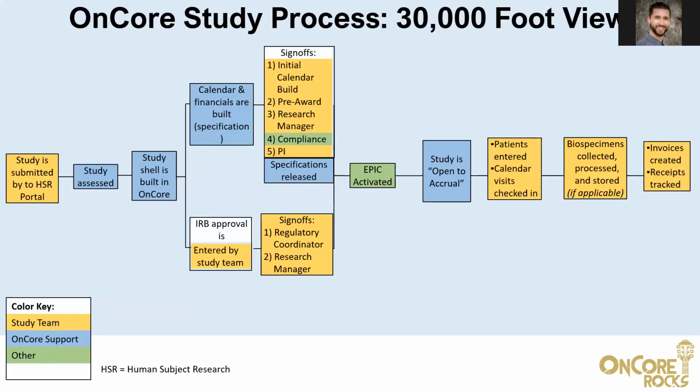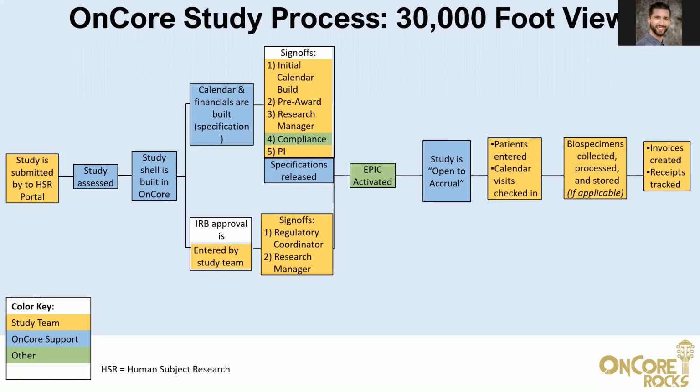All right, so this is the OnCore study process, or what we call the 30,000-foot view. This is a flow chart showing all of the steps that your team would take to get your study open to accrual in OnCore. You won't be able to register subjects or check in visits or perform any research activities until your study is open to accrual in OnCore and your sites have been approved to be open as well. We're going to talk a little bit about this because it does relate to class today, as we're going to be performing some of these steps in the train environment.